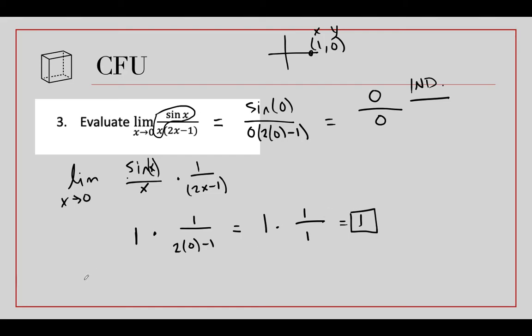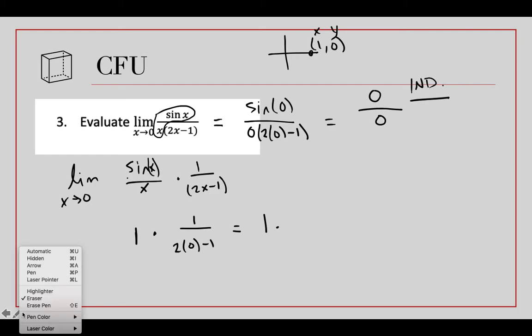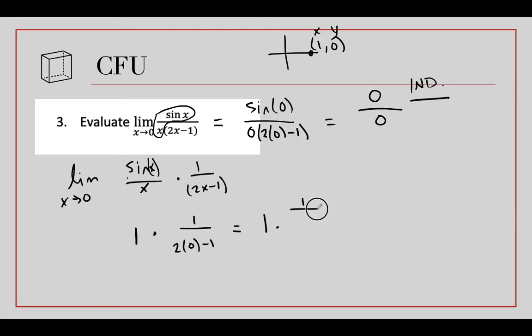Ooh, I made a mistake. Hold on. Hopefully you caught it. I was like, I think something's wrong here. I did 2 times 0 minus 1 incorrectly in my head. So that's 1 over negative 1, right? Because 0 times 2 is 0 minus 1. And I get negative 1 as my answer. Excellent.